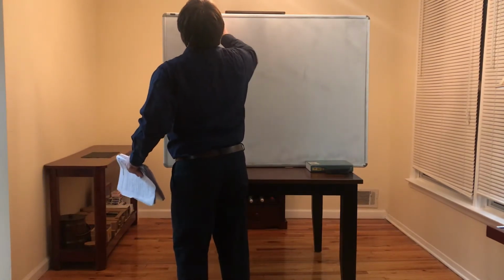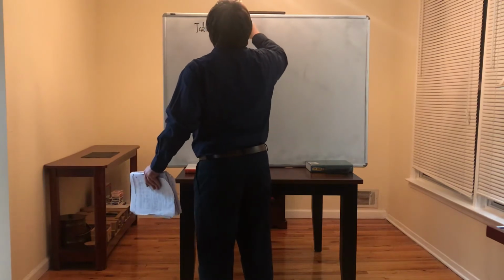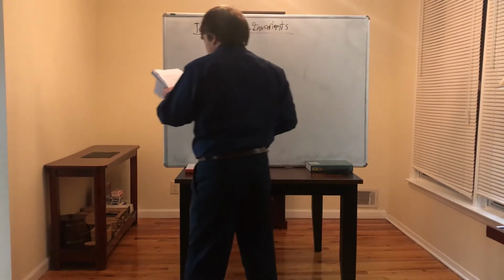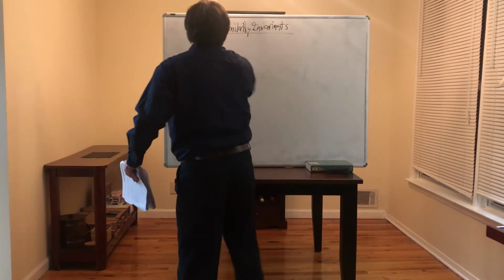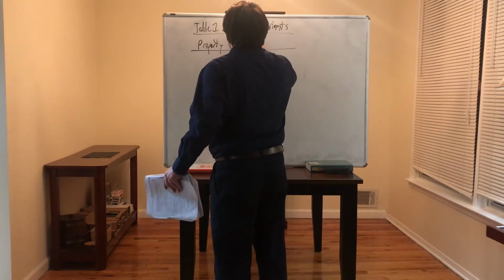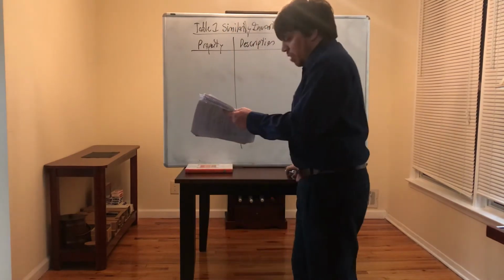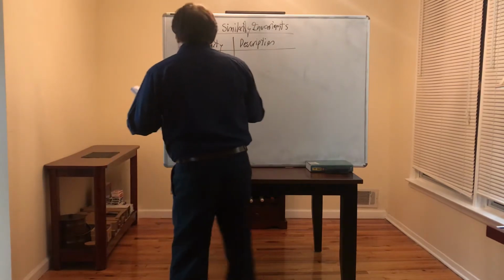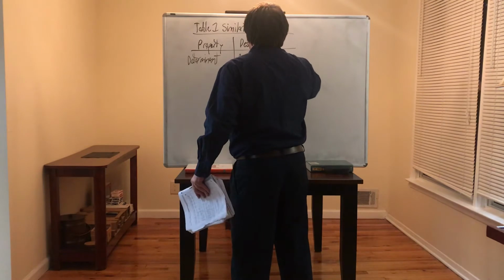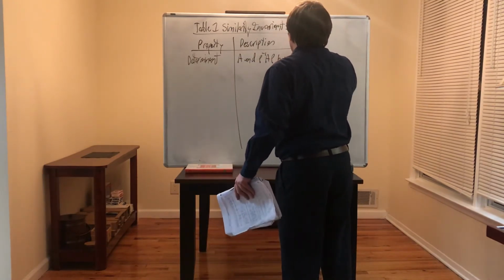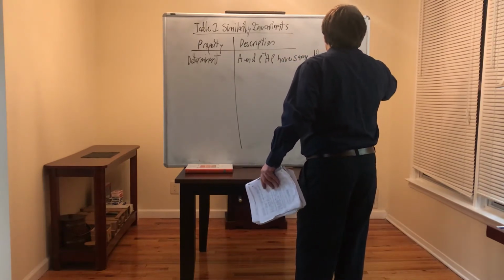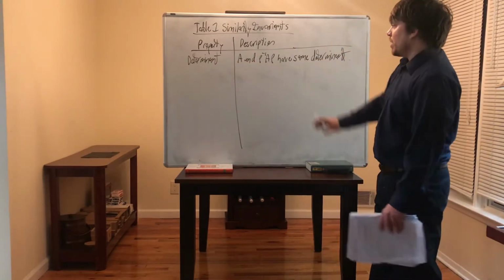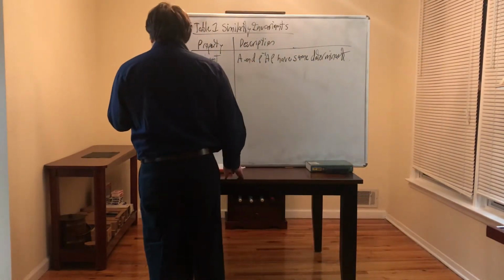And so in the book, this is table 1, which is called similarity invariance. Property, property description. Determinant. The determinants of A and P inverse AP are the same. So the first property is determinant, and like I showed on the last board, A and P inverse AP have the same determinant. And so that's a similarity invariant.